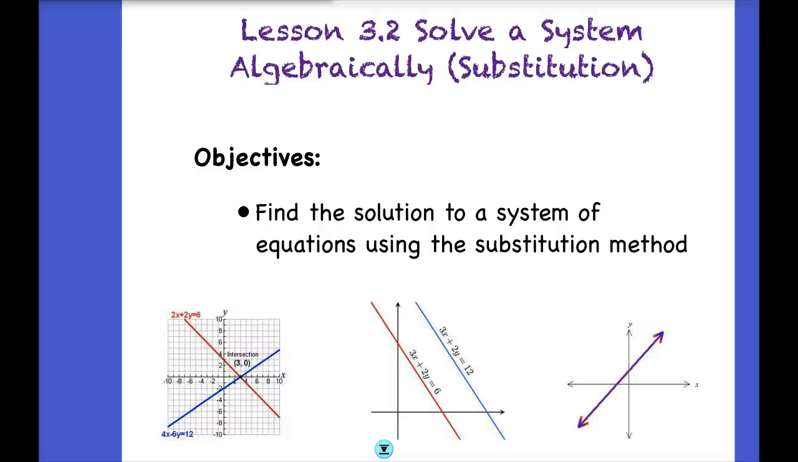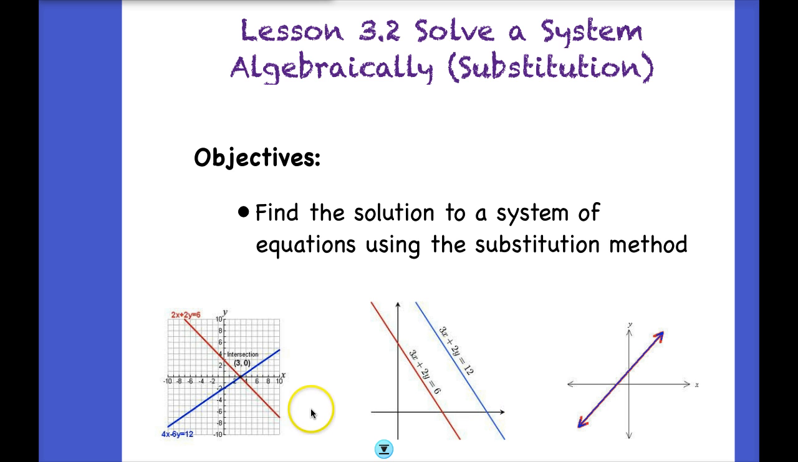Okay, welcome to lesson 3.2. In this lesson we will solve a system of equations algebraically. Specifically, we'll be using the substitution method, and the name of the method is just what we're going to be doing. We're going to be substituting into one equation a different value from the other equation. So our objectives are to find the solution to a system of equations using the substitution method.